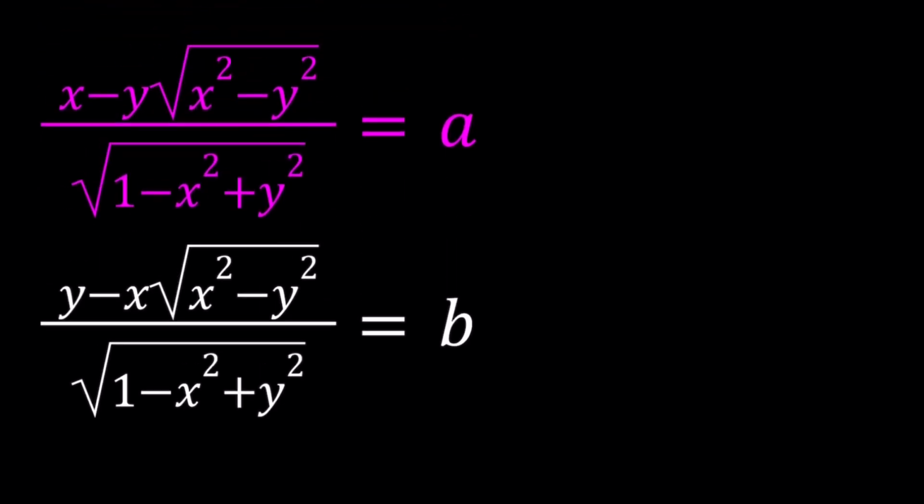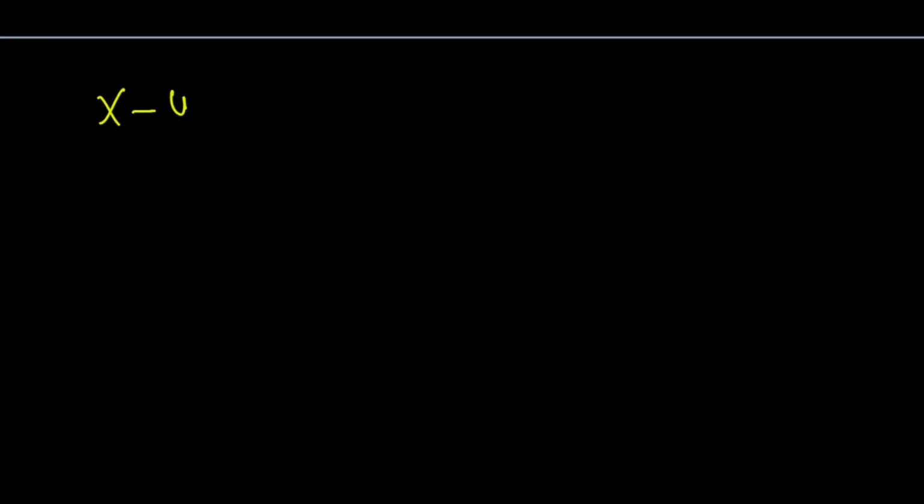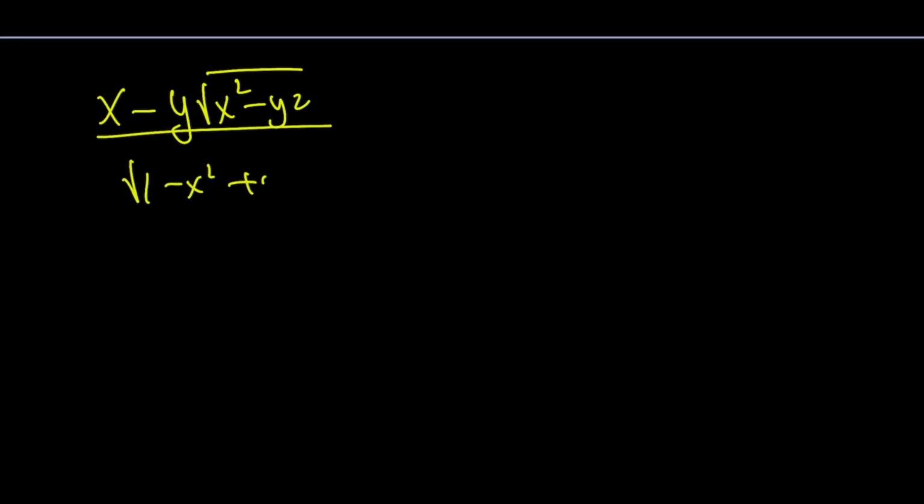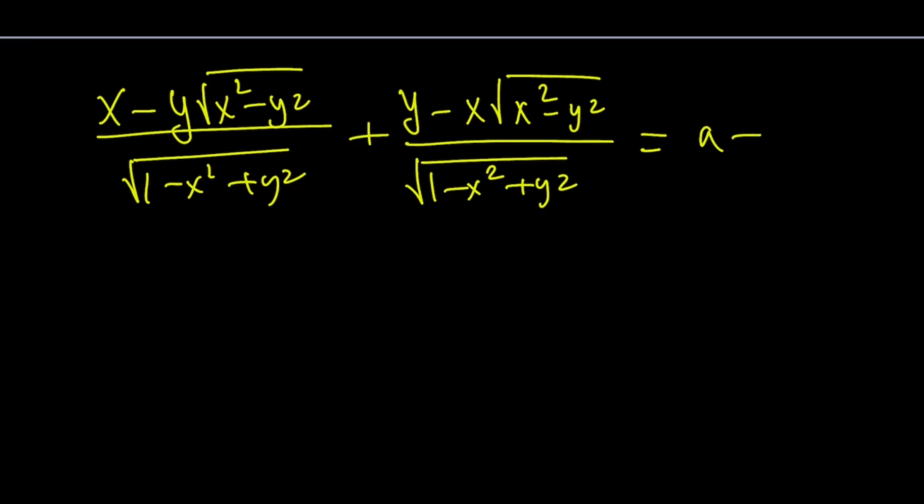The first thing I'm going to do is take these two expressions and add them together. So I'm going to do the following. I'll add x minus y times the square root of x squared minus y squared divided by the square root of 1 minus x squared plus y squared. And I'm going to add to it the other expression, which is kind of reversed, sort of, the top part. And obviously the radicals are the same. And this is going to be a plus b, because one of them is a, the other one is b.